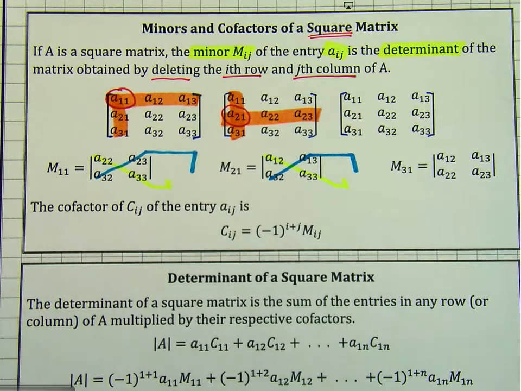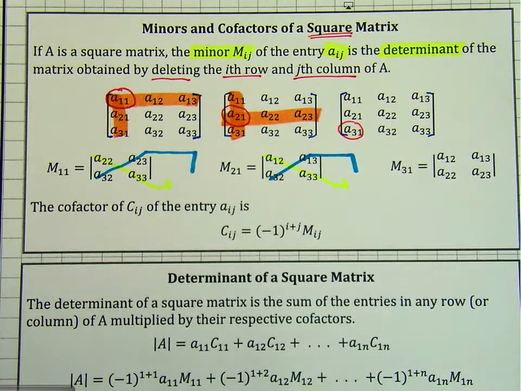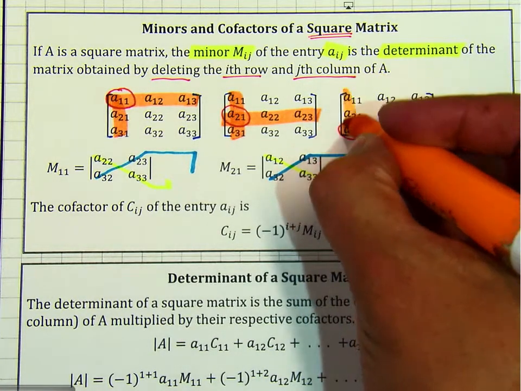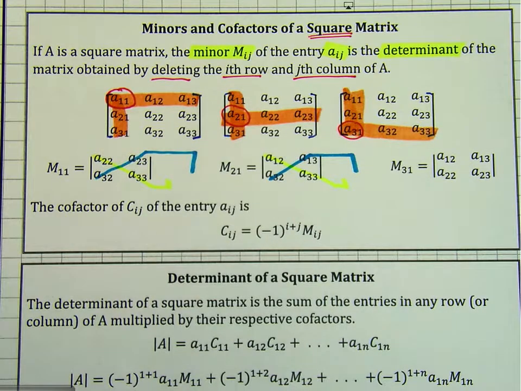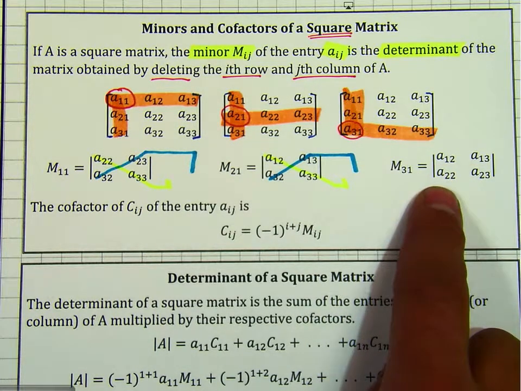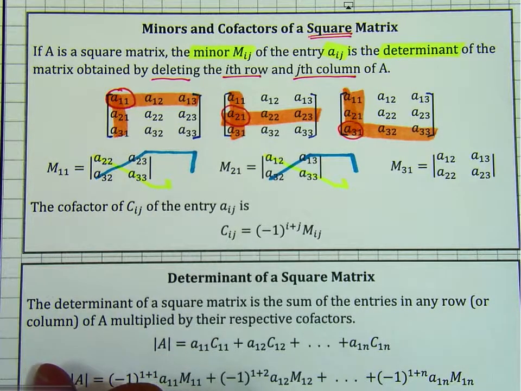And for the last one, I'm going to circle 3, 1. And I'm going to delete the row and the column where it's located. So what I end up with is A12, A13, A22, A23. So that is the minor.